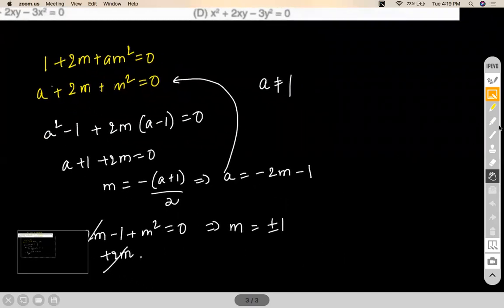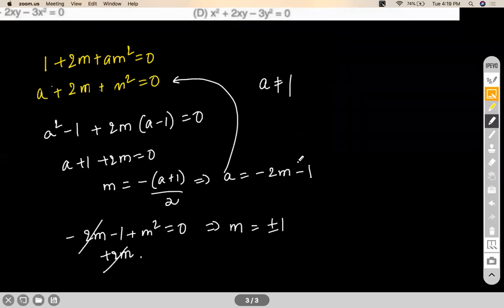Okay. Now, if m is plus minus 1, what will be the value of a? So if m is 1, a value will be minus 3, and if m is minus 1, a value will be 1. But if a becomes 1, both these equations will become same. That means they will become a perfect square, correct?